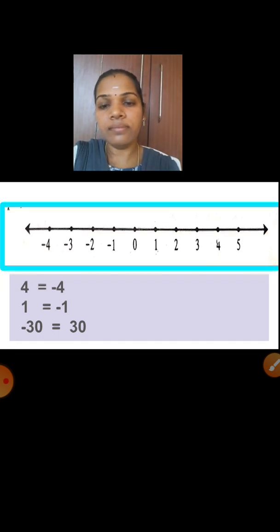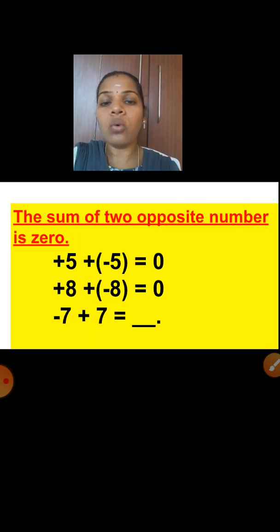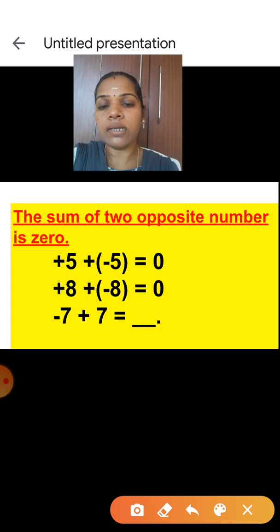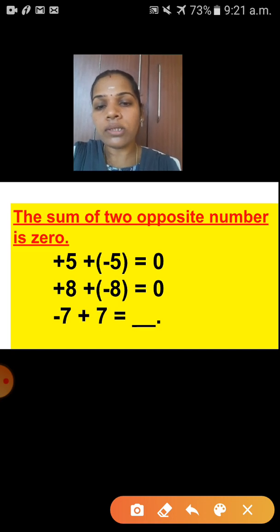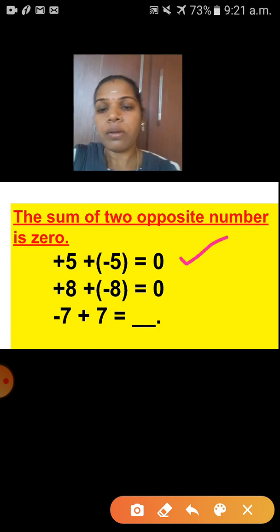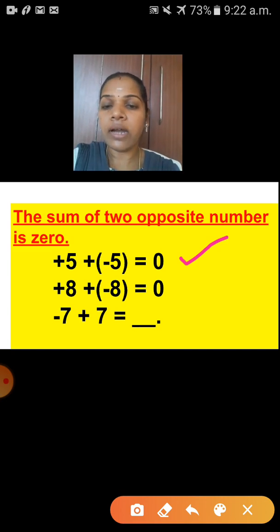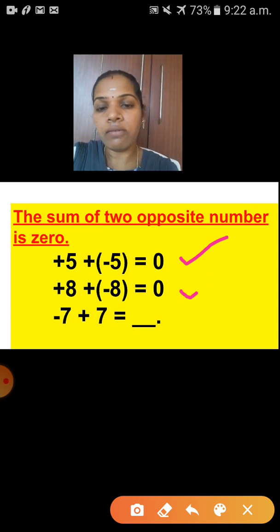Yes. Next one is the sum of two opposite numbers is 0. If you are adding two opposite numbers, see here, some examples I have given. Positive 5, that means plus 5, and what is the opposite number of positive 5? Yes, negative 5. If you are adding these two numbers, what will be the answer? Yes, 0. If you are adding two opposite numbers, the answer is what? 0. Another example I have given here.